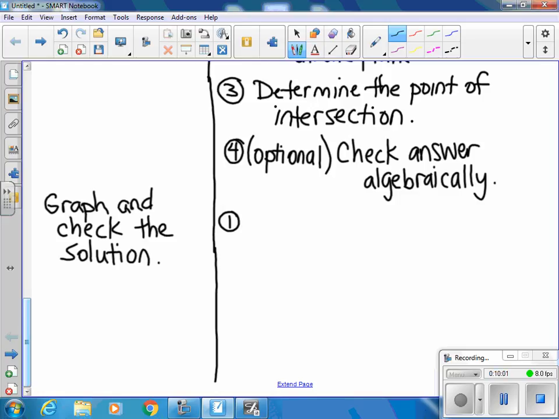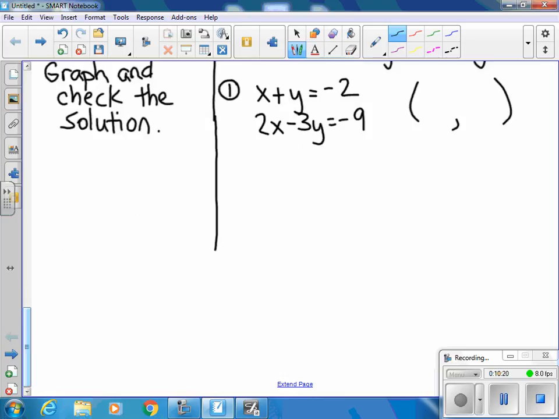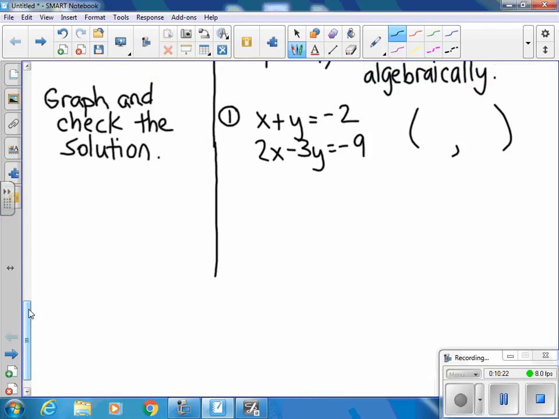will be the system x plus y equals negative 2 and 2x minus 3y equals negative 9. What we're looking for when we're done is the ordered pair of where those two lines cross. But in order to make that happen, we've got to get them to the point where we can graph them, because that's how we're going to solve them. So the very first step says to put them in slope-intercept form. So I'm going to have to take each one of them, because neither one of them is in that format already, and solve it so it says y equals mx plus b.